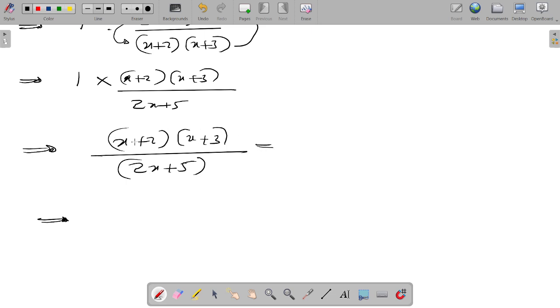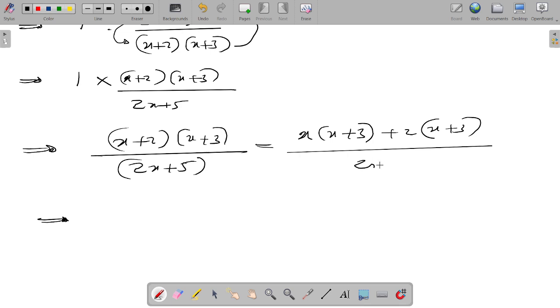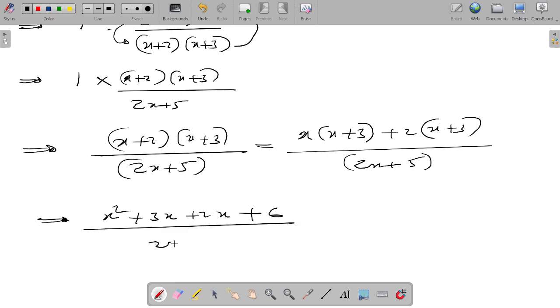Just use the FOIL method to expand this bracket, which is x is going to multiply x plus 3, and then positive 2 is going to multiply everything on the other side, divided by 2x plus 5. Then this becomes x times x is x squared, and x times 3 is 3x, plus 2 times x is plus 2x, and then plus 2 times 3 is plus 6, and then you divide it by 2x plus 5.